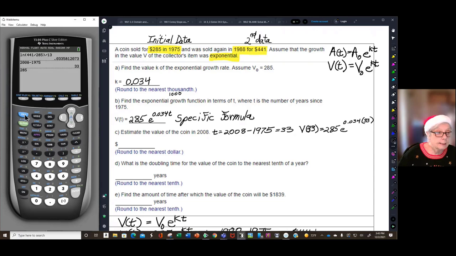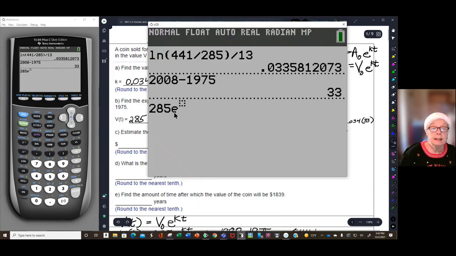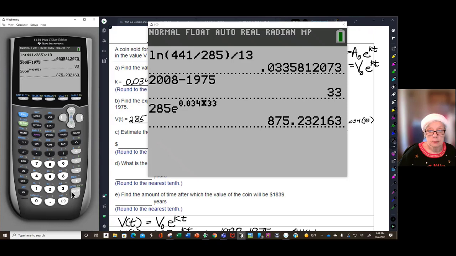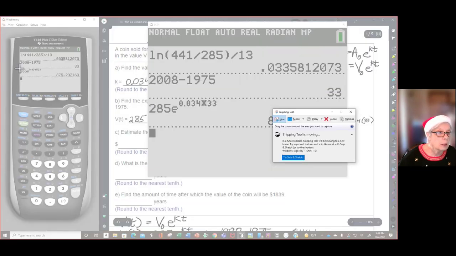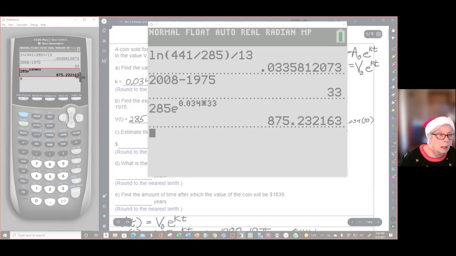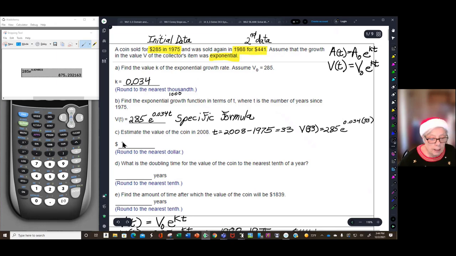285, now watch this, second ln. Oops. There. Second ln, I'm going to do this from the beginning so you'll see it. 285 second ln gives me e and a box to put my power in. Well, that's 0.034 times 33. Enter. And I have 875.232163. I do not know how many places I'm supposed to round to. So I'll copy this and write it here.